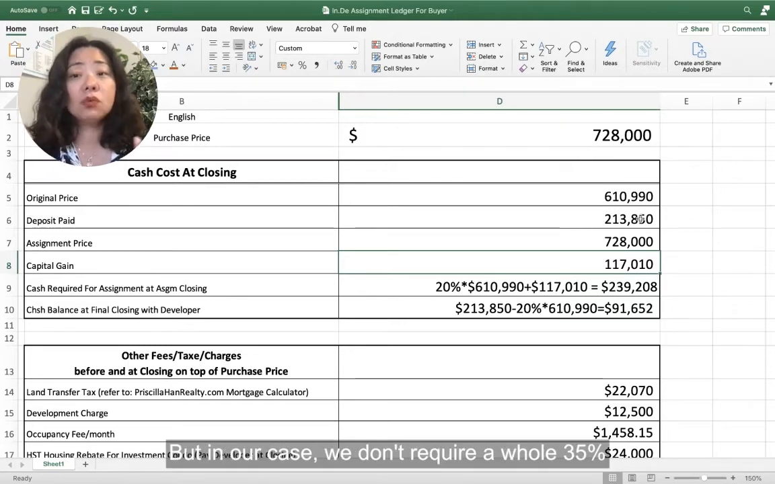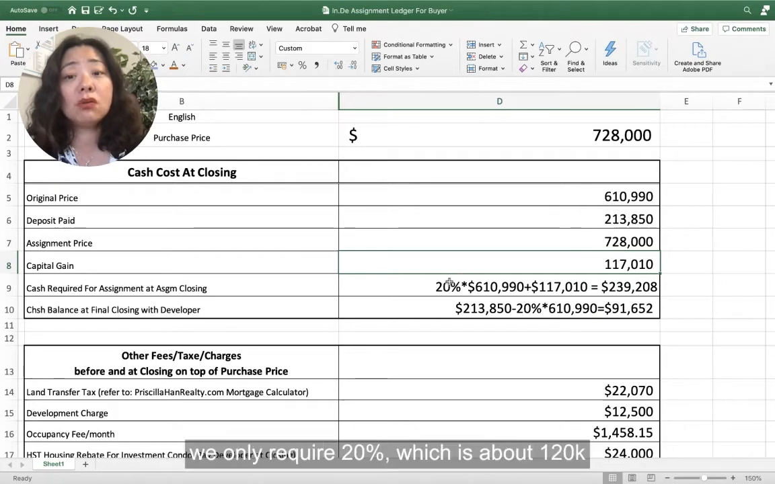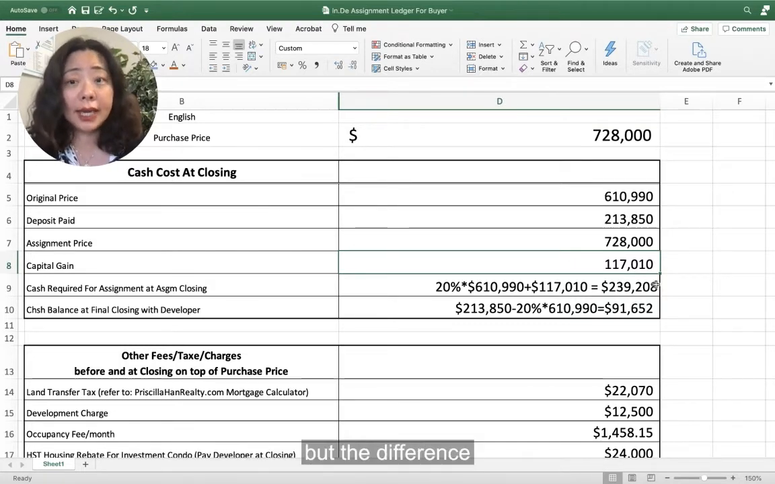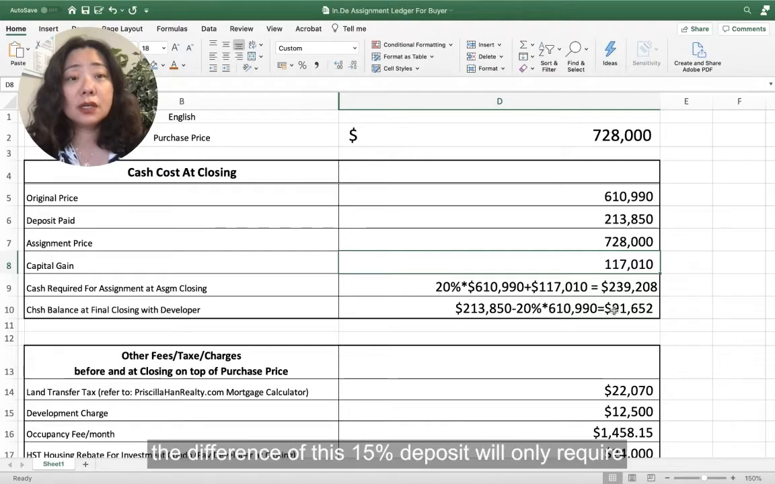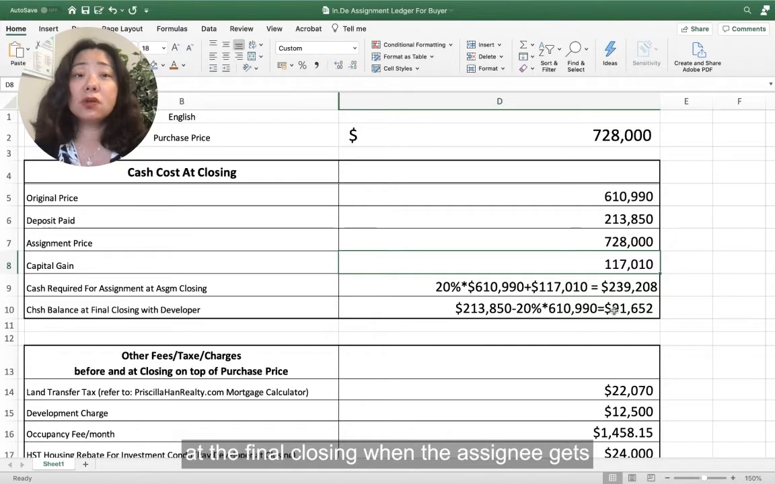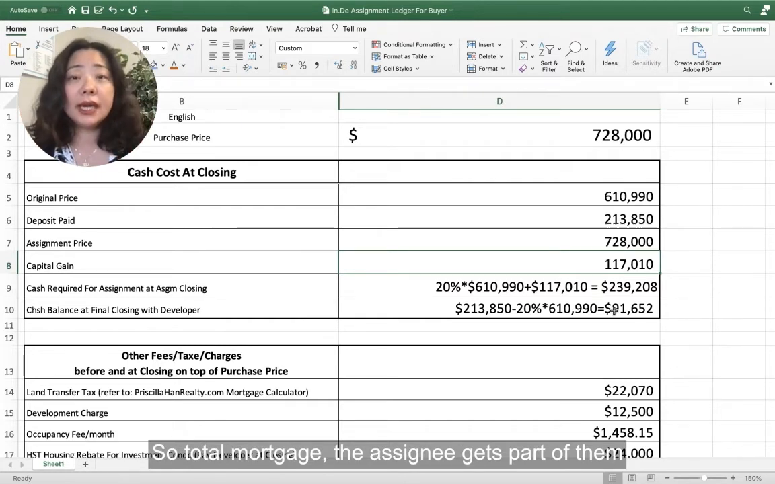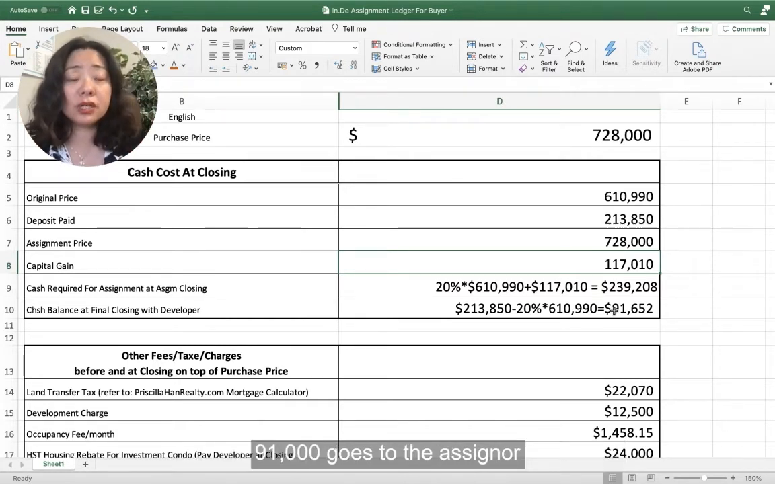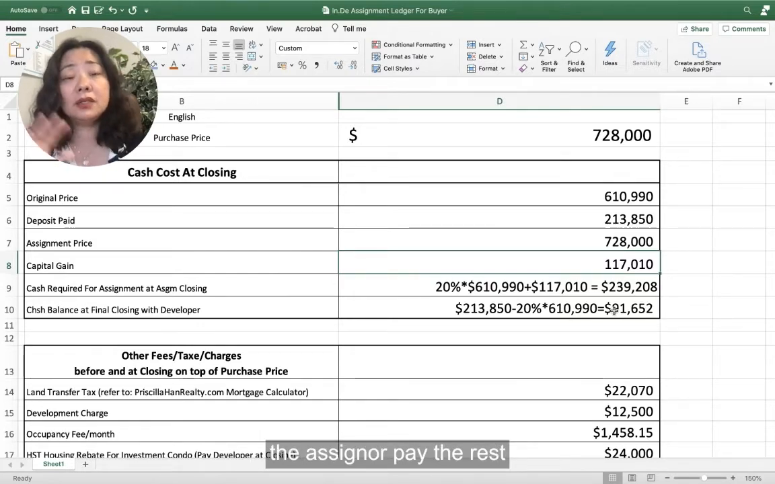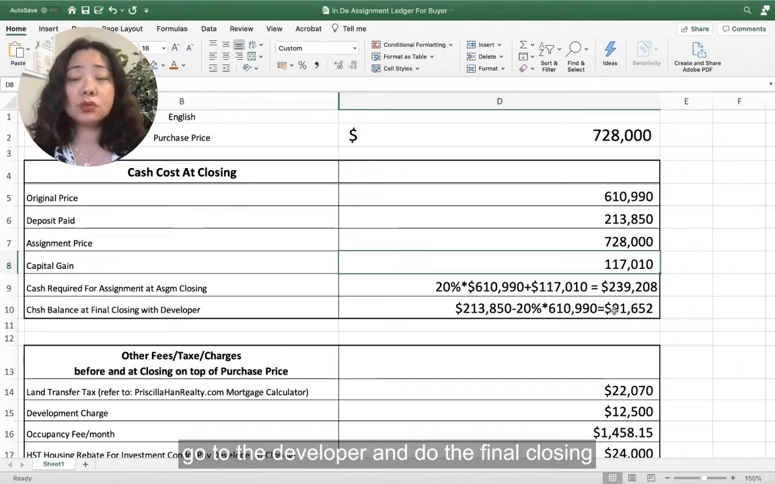But in our case, we don't require the whole 35%. We only require 20%, which is about $120K plus the capital gain. Altogether, it's only $230,298. But the difference of this 15% deposit will only be required at the final closing when the assignee gets funding from the bank. So from the total mortgage, the assignee gets part of it, $91,000 goes to the assignor to reimburse the deposit the assignor paid. The rest goes to the developer to do the final closing.